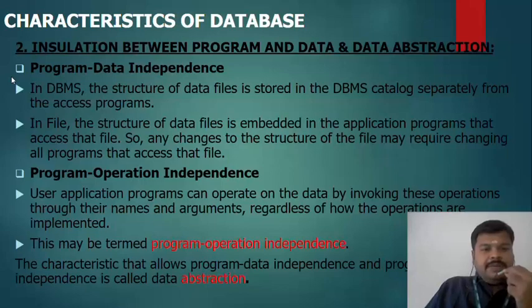In a DBMS, the structure of data files is stored in the DBMS catalog separately from the access programs. In a file system, the structure of data is embedded in the application program that accesses the file. So any change to the structure of the file may require changing all the programs that access that file. In program-operation independence, user application programs can operate on the data by invoking operations through their names and arguments, regardless of how the operations are implemented. This may be termed program-operation independence.